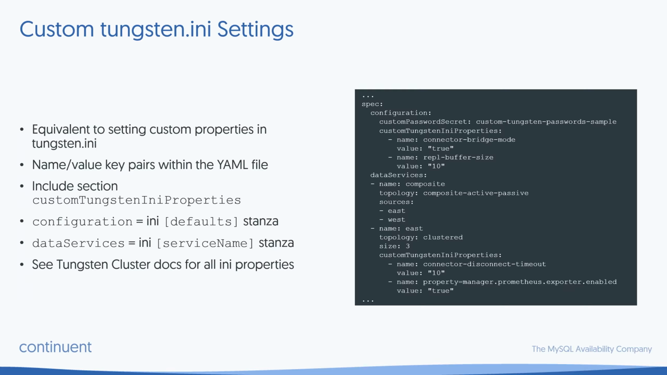And then if you want to specify properties that are specific to a cluster, then within your cluster topology section, we looked at this on the previous slide, name east, topology clustered, 3 nodes. In there, you can add in custom Tungsten INI properties, and the values there would be specific only to the east cluster. Obviously, review the Tungsten Clustering documentation if you want to see a full list of all the possible INI settings that you have available.